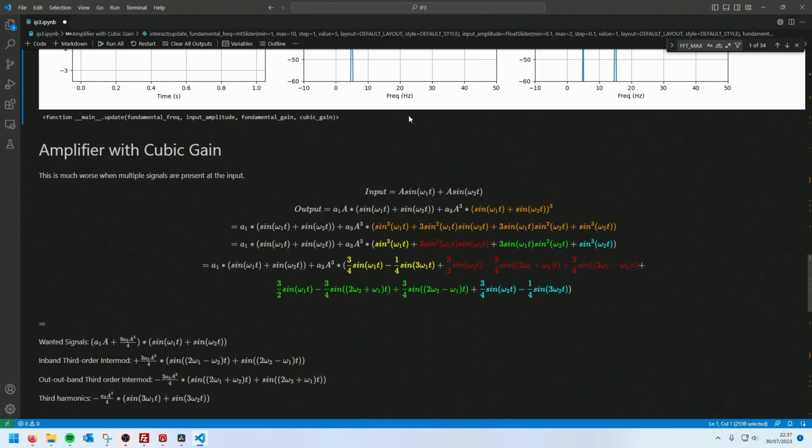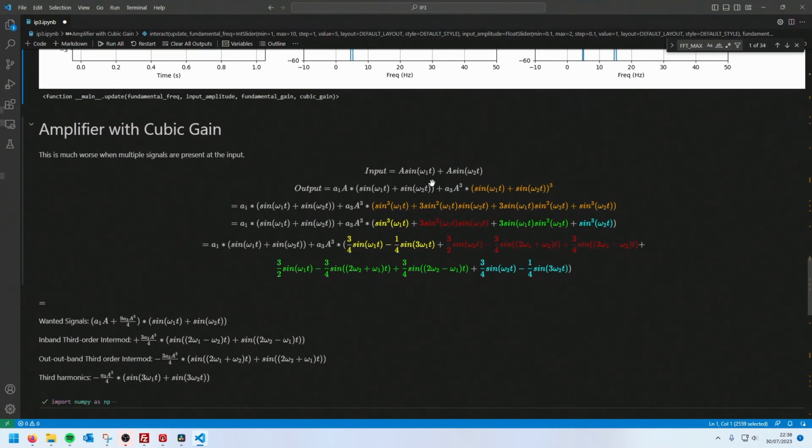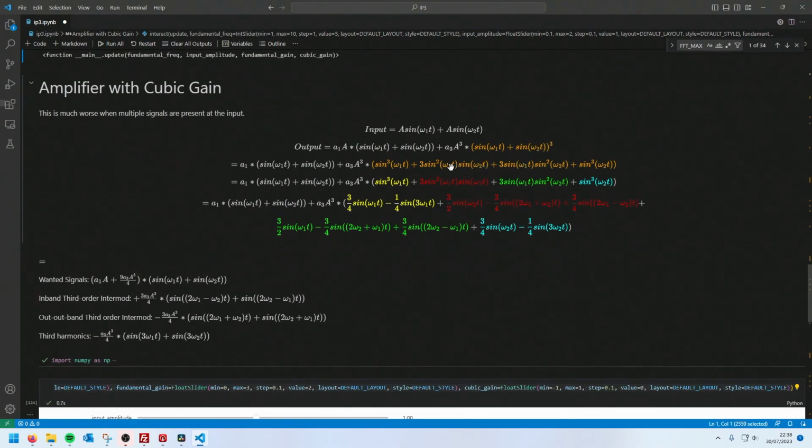Our signal is going to be a complicated mixture of components at multiple frequencies, so easily more than 2. So the maths for this gets even more tedious. But once again, we've got our input. We get our linear term here. And our third order gain times our input cubed. This orange bit expands to this large mess.